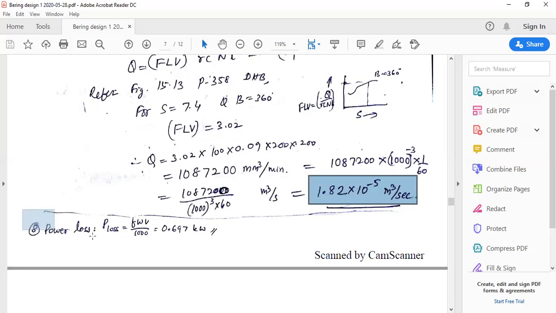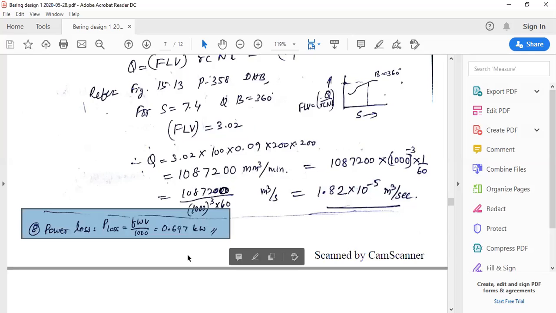The last step is power loss. Power loss is nothing but the amount of heat generated, that is FW into V. Divide that value by 1000, so that the answer we get is in kilowatts. So 0.697 kilowatt, that is the amount of power that is lost.